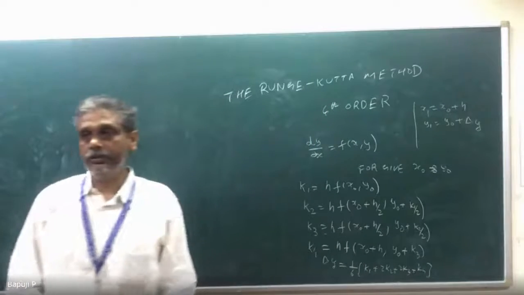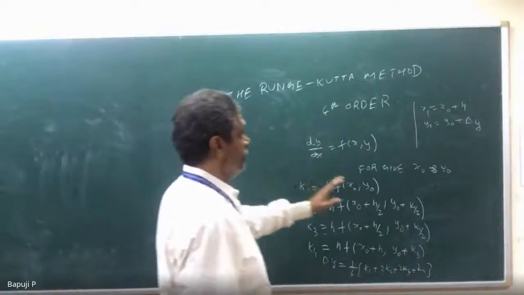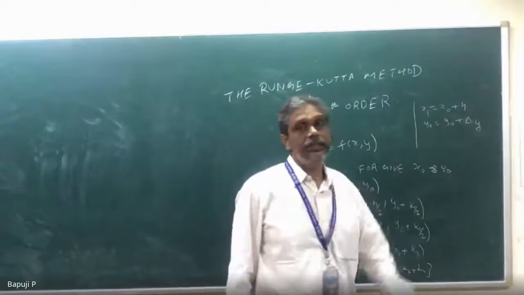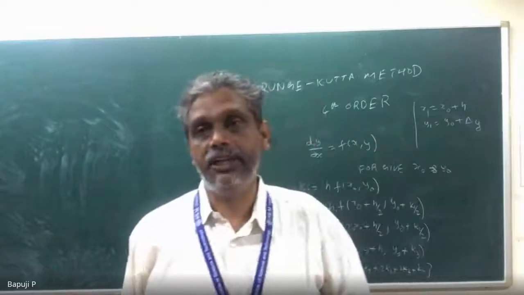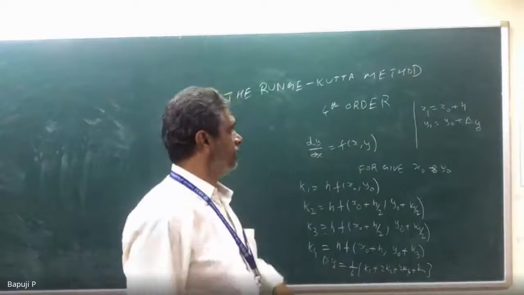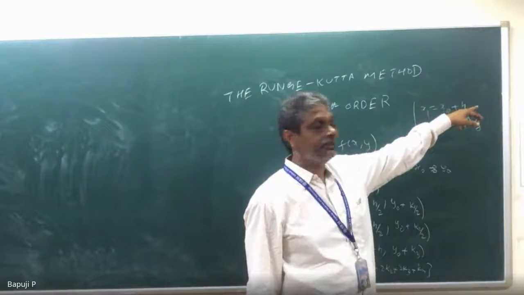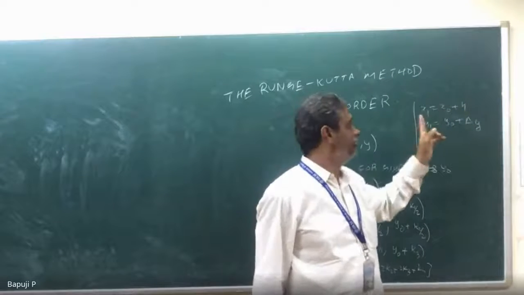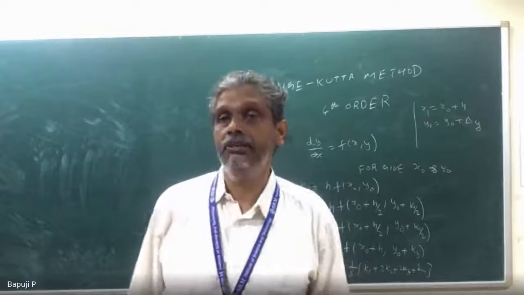See, to solve a differential equation of fourth order, dy by dx, they will give x naught and y naught. They will ask for x1, what is the y1 value. So you can see x naught and x1, the difference is the step height. y1 you have to find for the x1 value.